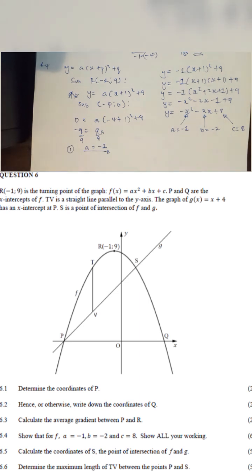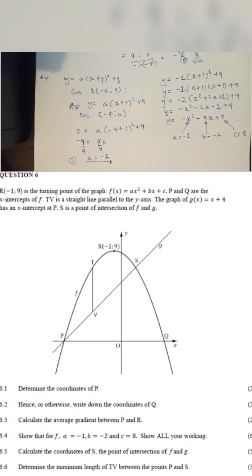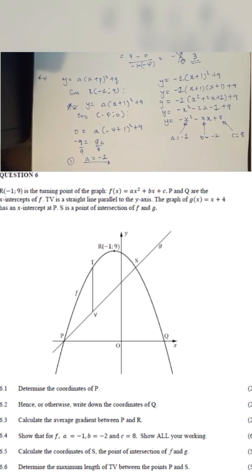Now we're not done because we only found a. We need to find the rest. In order to find the rest, we'll have to put the equation in standard form, because that's the only way of finding b and c. The standard form of the quadratic function is ax squared plus bx plus c.